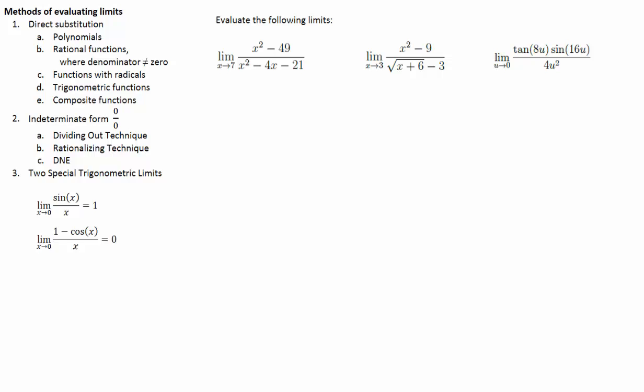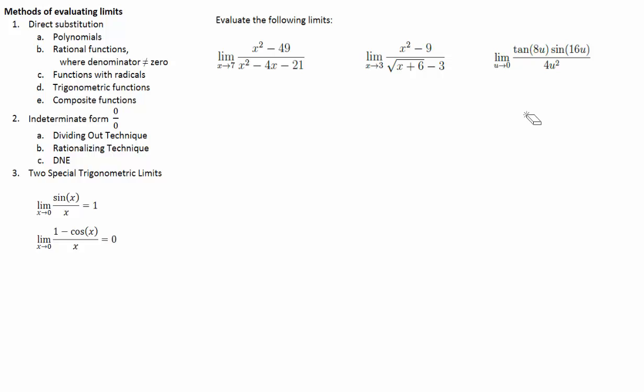We have the limit as u approaches 0 of tangent of 8u times sine of 16u all over 4u squared. If we apply substitution, tangent of 8u would be tangent of 0, which is 0, times sine of 16u, sine of 0 is 0, over 4 times 0 squared. We get indeterminate form again, which means the limit may or may not exist.